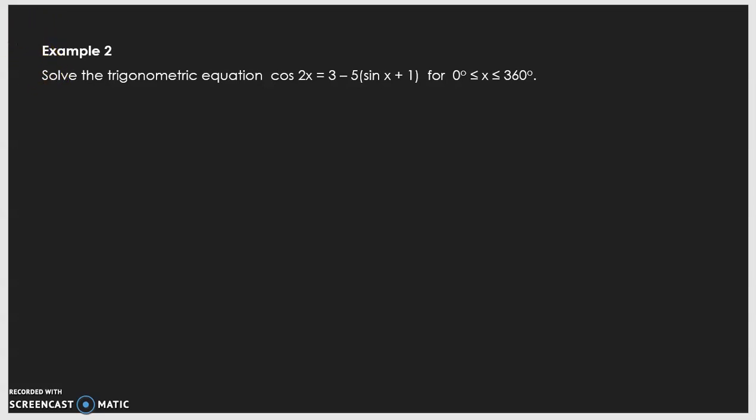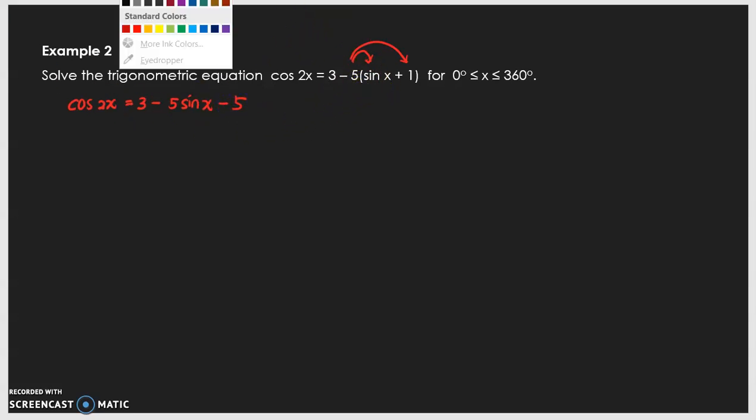Now we look at example 2. Solve the trigonometric equation cos 2x = 3 - 5 sin x - 5 for 0 to 360 degrees. So first, I try to expand 5 times (sin x + 1). So first, cos 2x is equal to 3 minus 5 sin x minus 5.